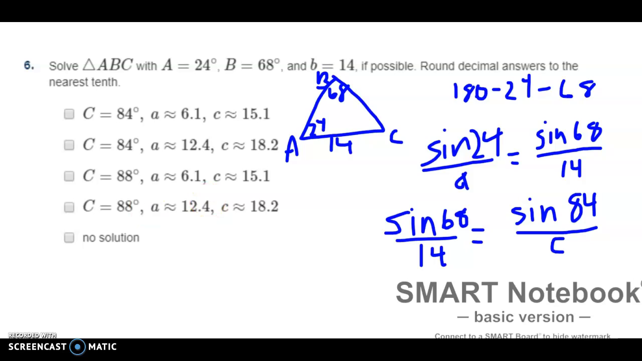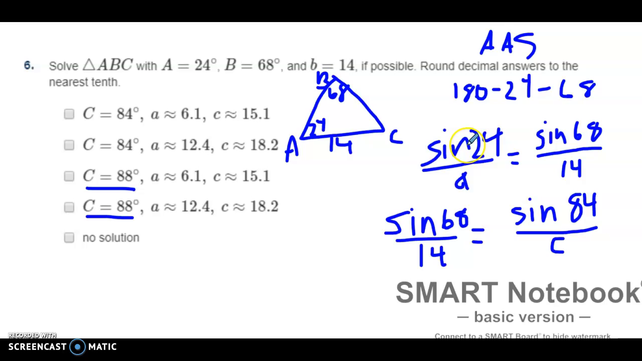Number 6. This time we're still solving for the triangle, but we do have some multiple choice questions that will help us. So we have 2 angles and a side, so it is AAS. So let me just write that down. 180 minus 24 minus 68 is equal to 88. So far, it could be this one or this one.